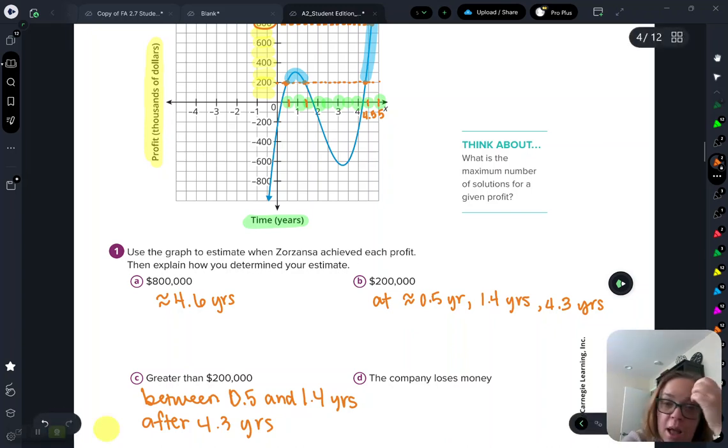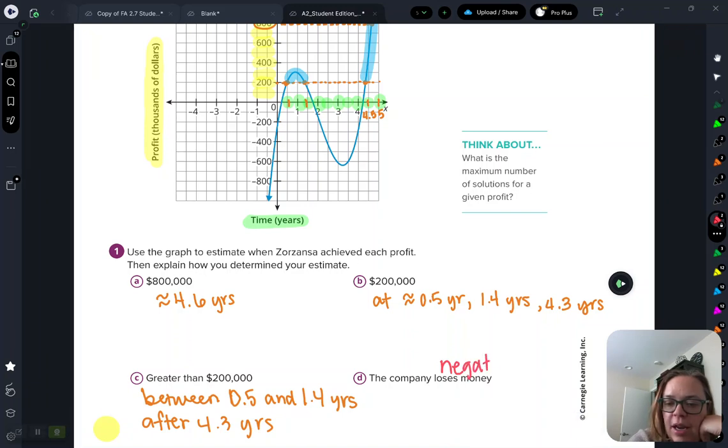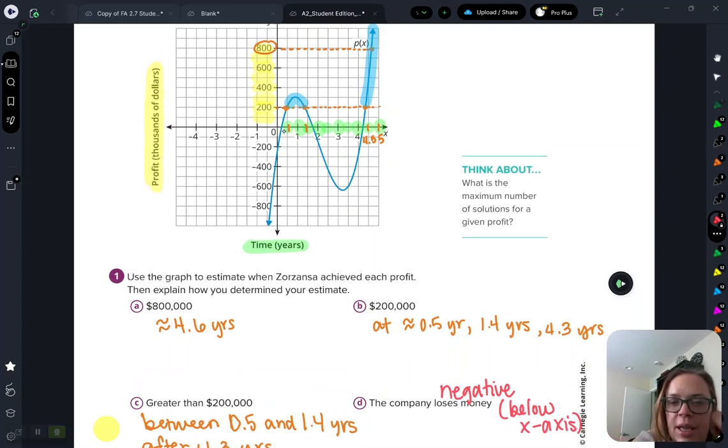So then the next one says the company loses money. And we're talking about like a negative profit here. So think negative. And when you think negative, you're thinking below the x-axis when the y's are negative. So I'm seeing here, here, those sections. Let me see if I can highlight them a little better. Notice I'm not going back in negative time here. That doesn't really make sense.